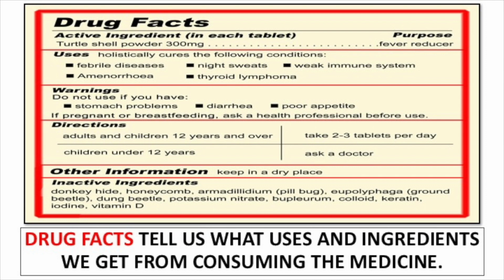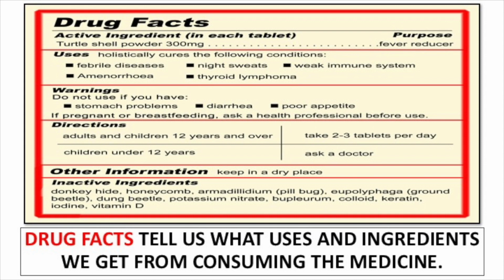And then drug facts tell us what uses and ingredients we get from consuming the medicine. So for example, for this one, for each tablet, it will give us a weak immune system. That means we'll feel weak. Some medicines we take will make us feel tired or weak. And that's why we have to be careful how much we take.